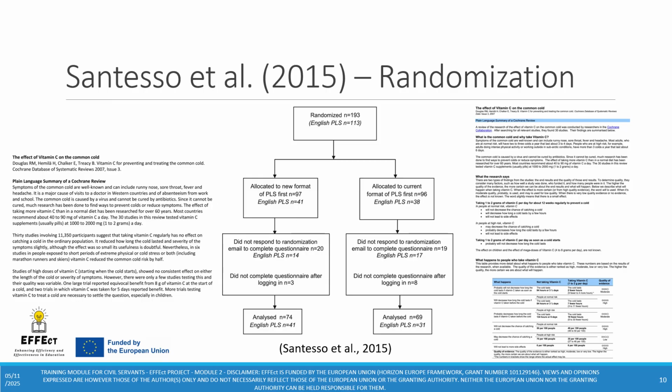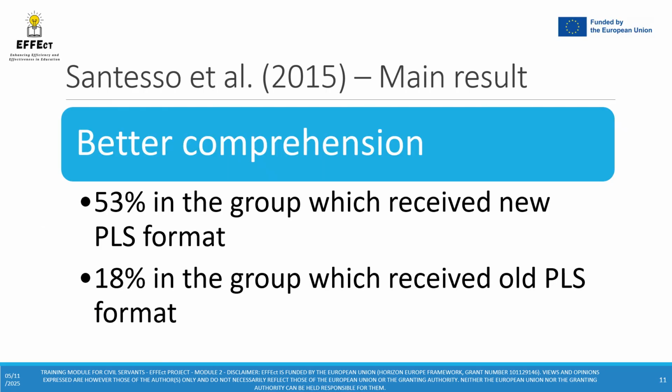Therefore, we can derive an important characteristic of an RCT. In an RCT, participants are randomly allocated into two groups, which follow a different path of the study. The main result established by Santesso and colleagues was that their new format led to a better comprehension of the evidence. Indeed, 53% in the group which received their new PLS format understood the evidence, whereas only 18% in the group which received the old PLS format understood the evidence.